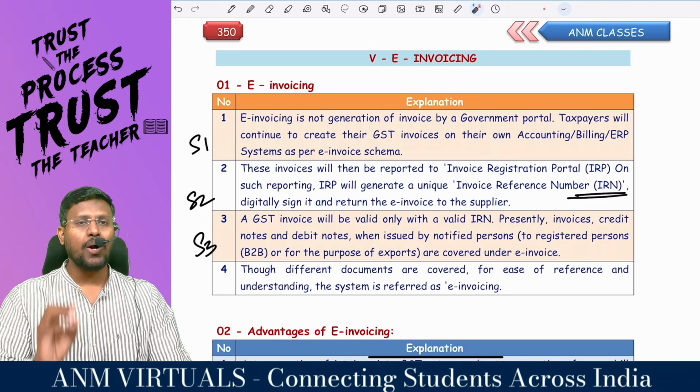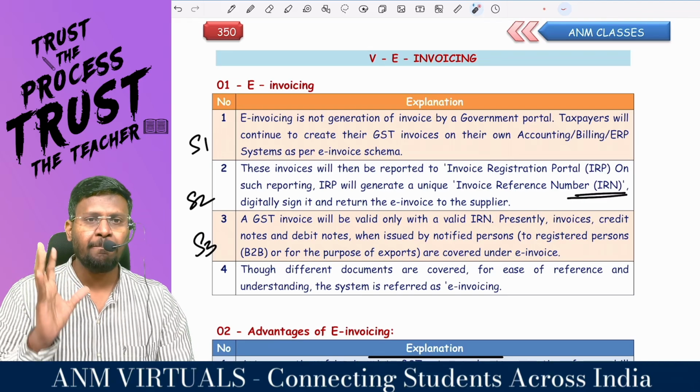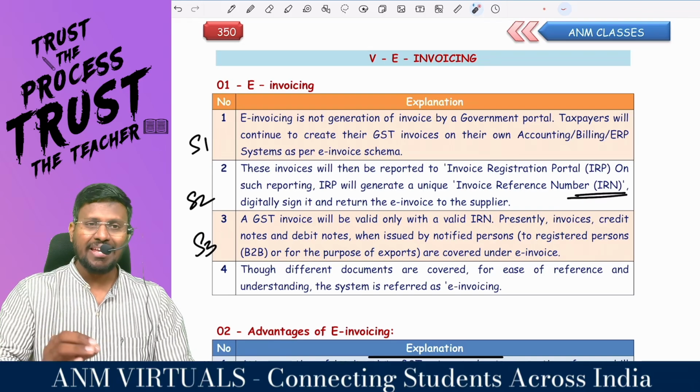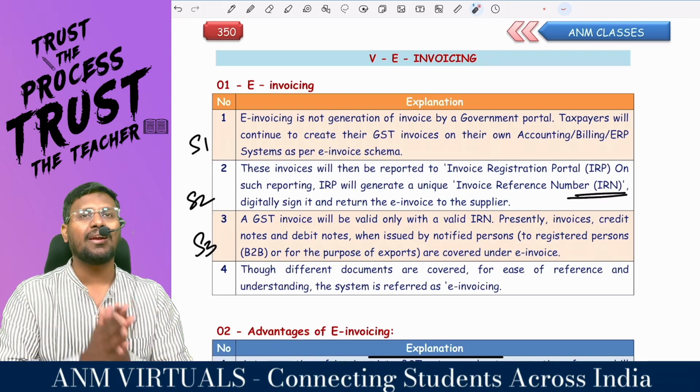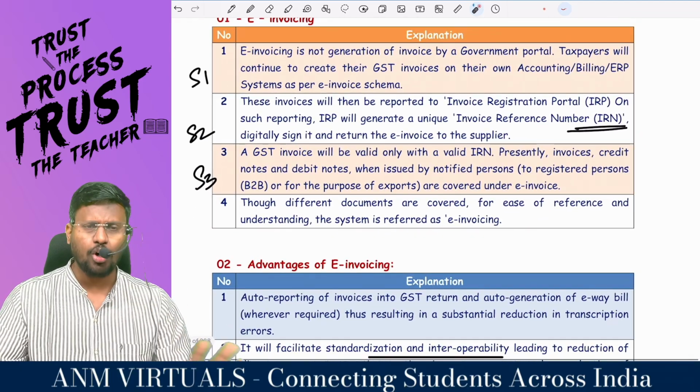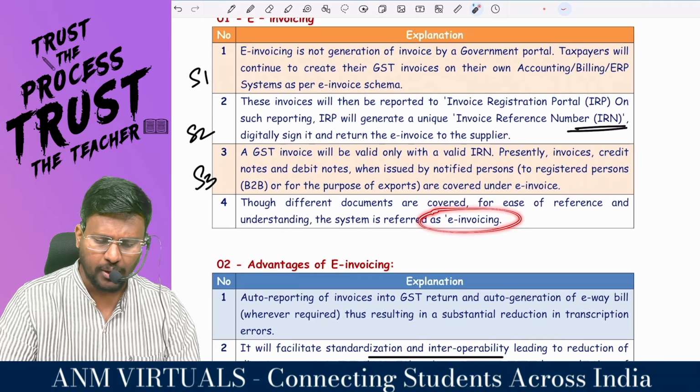Once you get the IRN, it will be digitally signed and sent to us. If IRN is there, then only it will be treated as an e-invoice. The act uses different words, but from here onwards we will be calling it only e-invoicing.